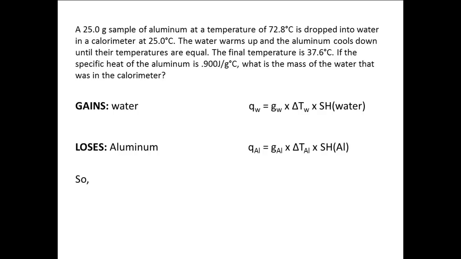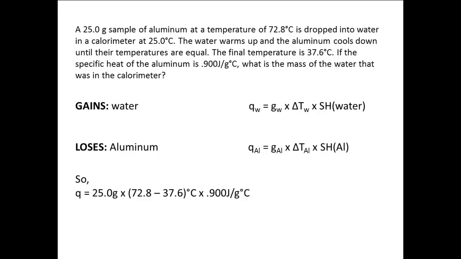So, substituting numbers into the equation for aluminum, we get Q equals 25.0 grams times 72.8 degrees minus 37.6 degrees Celsius, that is the change in temperature, times 0.900 joules per gram per degree Celsius.